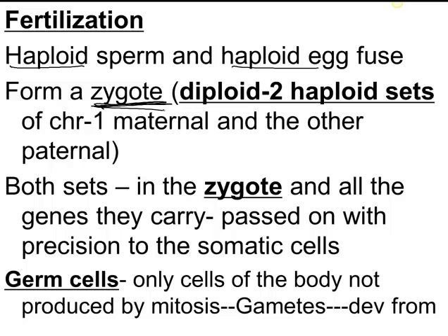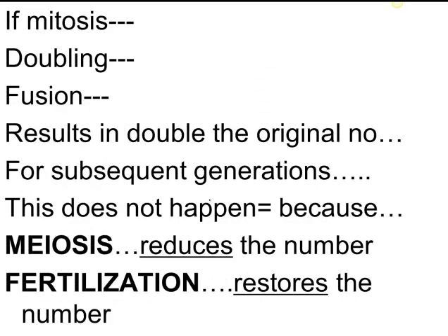In the zygote, you would have both the sets, and all the genes they carry are passed on with precision to all the somatic cells. In the germ cells, which are the only cells of the body not produced by mitosis, gametes develop after the process of meiosis takes place in them. So if you have mitosis, you have doubling, you have fusion, and you will have double the number of chromosomes. For example, let me explain again. Supposing my father had 2N chromosomes and my mother had 2N chromosomes, and they came together, I would end up having 4N chromosomes.